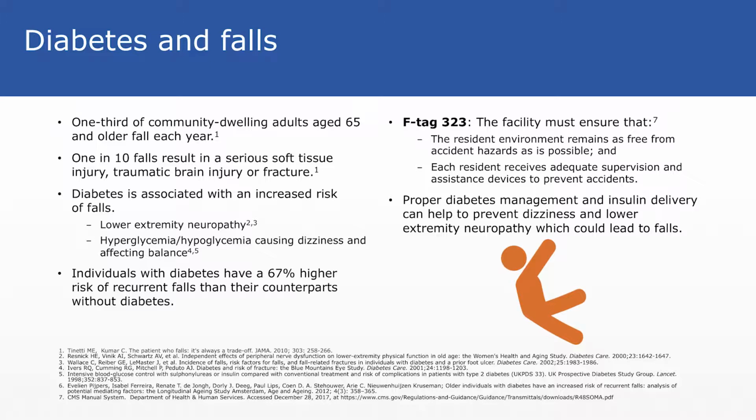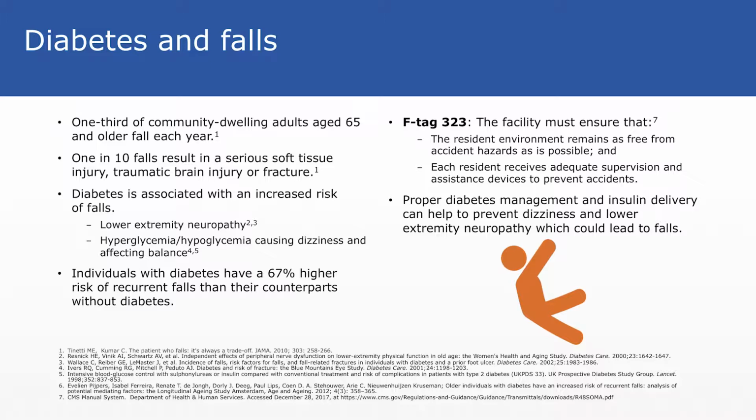Diabetes is also associated with an increased risk of falls. This is important as 1/3 of the community-dwelling adults aged 65 years of age and older fall each year. For diabetes residents, this can be due to lower extremity neuropathy or hyperglycemia or hypoglycemia, which can cause dizziness and affects balance. Patients with diabetes have a 67% higher risk of recurrent falls than patients without diabetes.